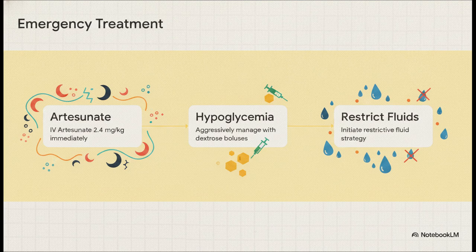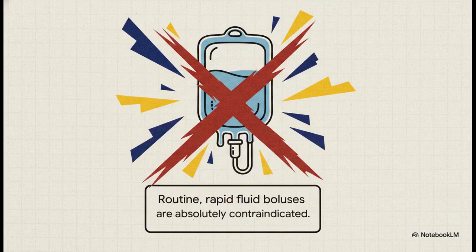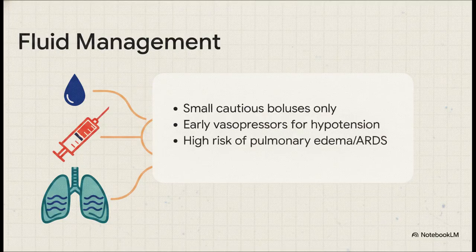And Step 3. Halt your usual sepsis reflexes and initiate a highly restrictive fluid strategy. I really want this next rule to disrupt everything you usually do for hypotension in the ED. Routine rapid fluid boluses of 30 cc's per kilo are strictly contraindicated here. Iatrogenic fluid overload is a leading cause of death in severe malaria. Remember that altered capillary permeability and endothelial dysfunction we talked about earlier in the pathophysiology? Well, because of that, standard fluid boluses are just going to push the patient straight into pulmonary edema and ARDS.